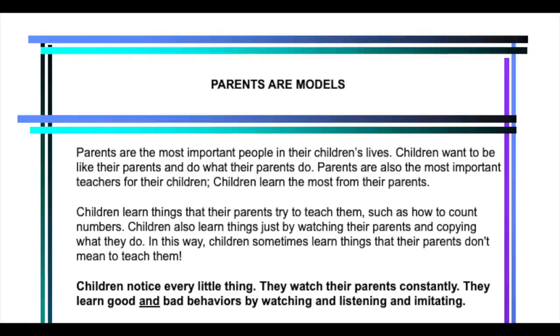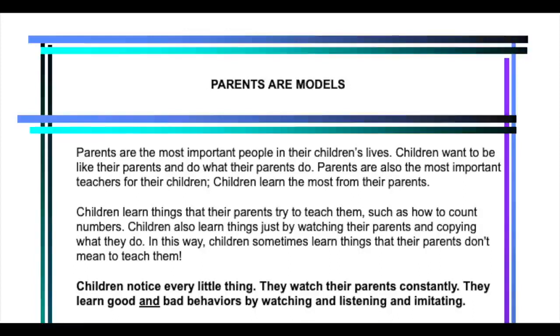Parents are the most important people in their children's lives. Children want to be like their parents and do what their parents do. Parents are also the most important teachers for their children. Children learn the most from their parents. Children learn things that their parents try to teach them, such as how to count numbers. Children also learn things by watching their parents and copying what they do. In this way, children sometimes learn things that their parents don't mean to teach them.